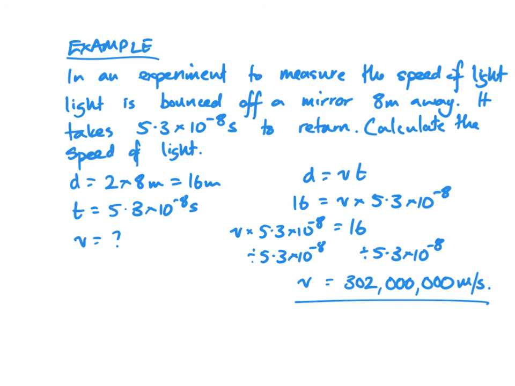So the calculation I have to do is 16 divided by 5.3 times 10 to the minus 8. And that gives me the answer, 302 million meters per second, which is this experiment's value for the speed of light.